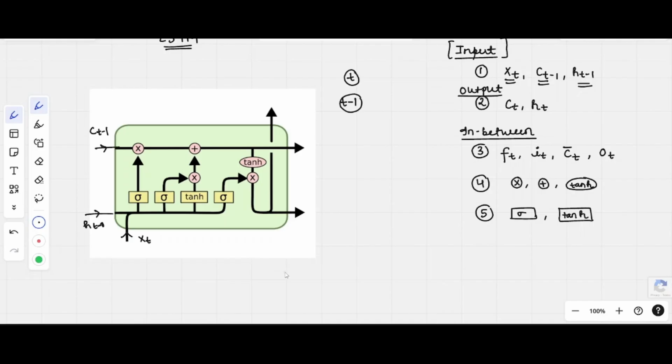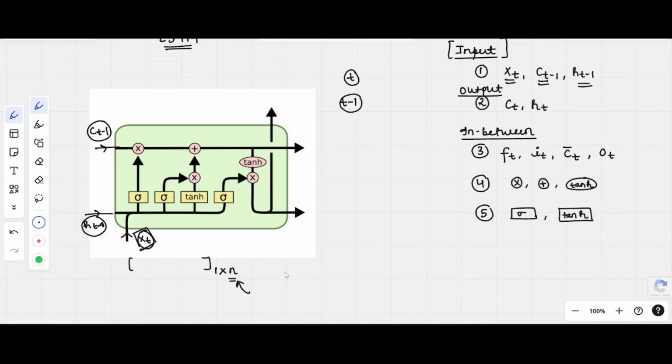So if xt is the input at the current time step, then ht minus 1 and ct minus 1 are the memory inputs that are coming from the previous LSTM or the previous time step. This ct minus 1 is the cell state, that is the long term memory maintained by LSTM, and this ht minus 1 is the hidden state, the short term memory maintained by LSTM. And this xt is actually a vector like this. It's generally 1 cross n, where n can vary depending on the dimension that you have chosen.